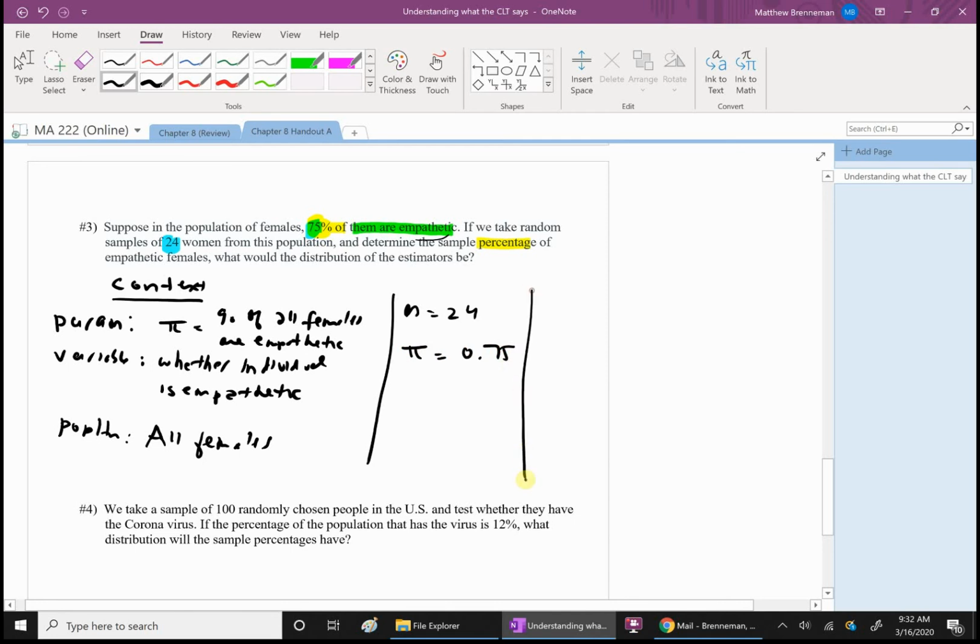Okay, so now we're ready to use the central limit theorem. So I'm going to go ahead and check the assumptions. Notice I have a random sample. It says we take a random sample of 24 women. So the random part is okay. What about the sample size? Is our sample large enough?